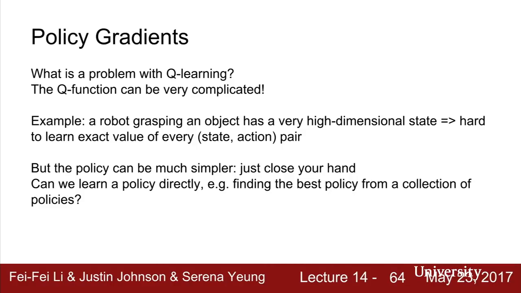But on the other hand, your policy can be much simpler. What you want this robot to do may be just a simple motion of closing your hand, moving your fingers in this particular direction and keep going. And so that leads to the question of, can we just learn this policy directly? Is it possible to just find the best policy from a collection of policies, without going through this process of estimating your Q value and then using that to infer your policy?